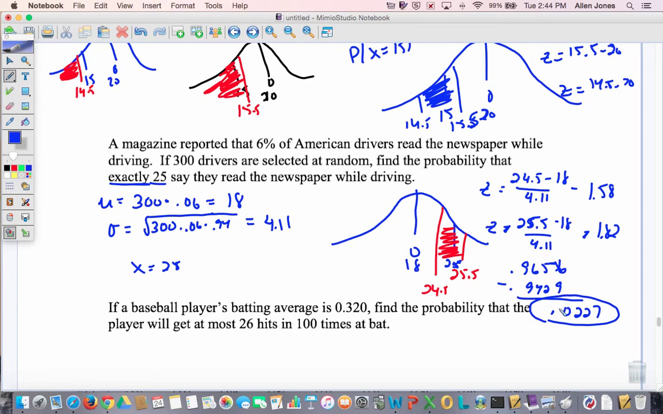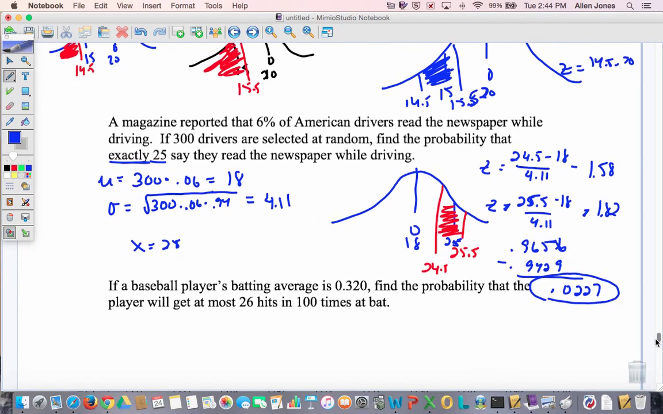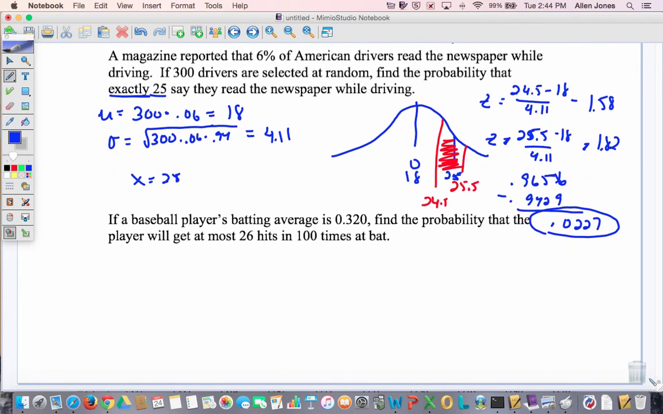Okay, so for exactly, we have to make both corrections for continuity. We added and subtracted 0.5, so we had two different z-scores to calculate, and that gave us our probability of 0.0227. Moving on, a baseball player's batting average is 0.320. Find the probability that they will get at most 26 hits in 100 times at bat.